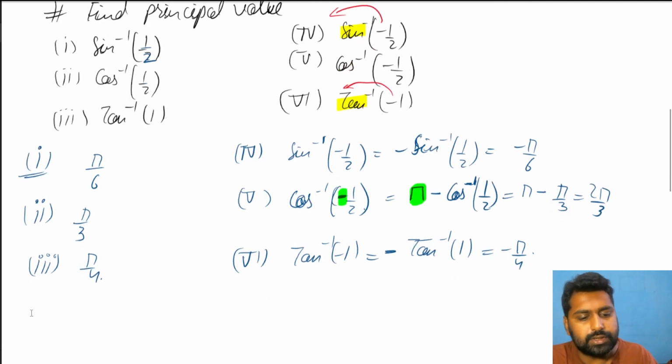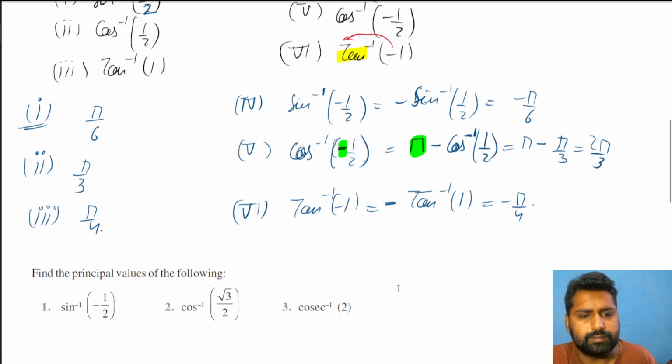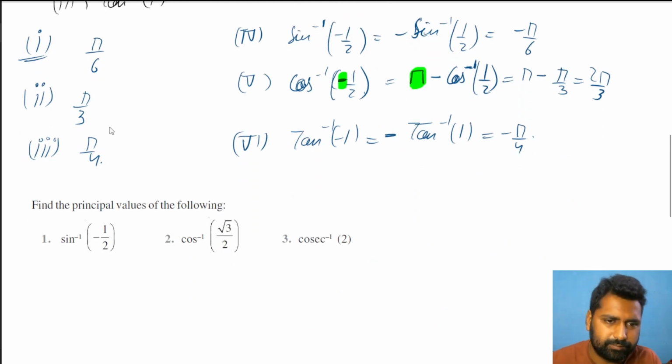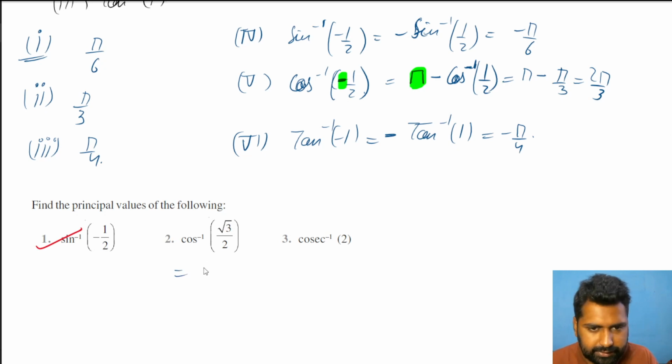Now let's look at the question that was there. I think that we just did this one, sine inverse negative. So cos inverse root 3 by 2, this we will do. Cos is root 3 by 2 for 30 degrees, that's pi by 6.